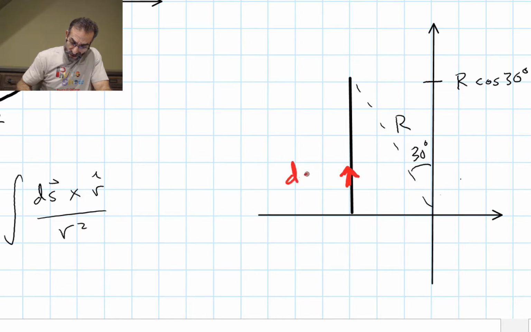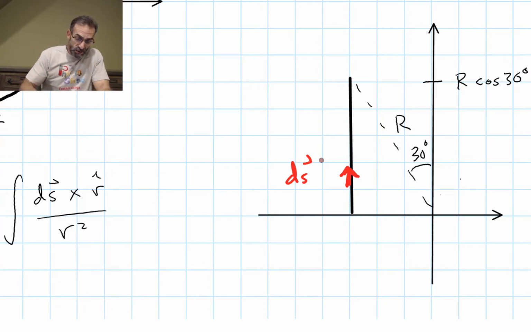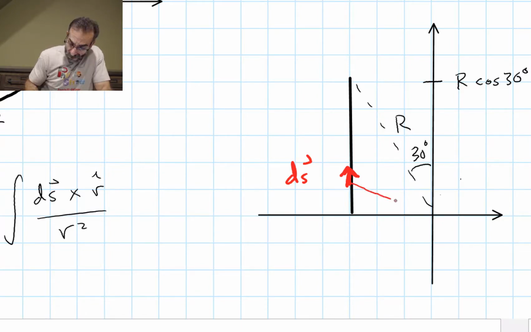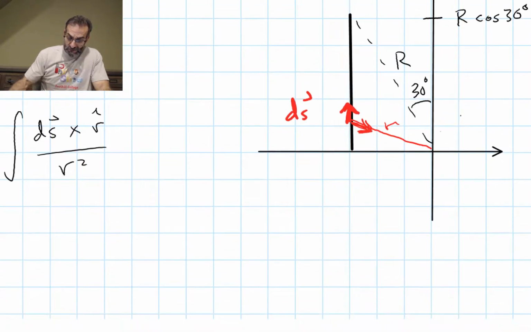We call that ds. A little part of the current carrying wire, ds, points in the same direction as the current. The distance from ds to our point of interest is r, and r hat points in that direction. So let's see what ds cross r hat turns out.